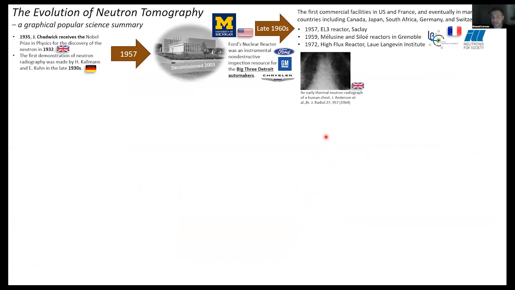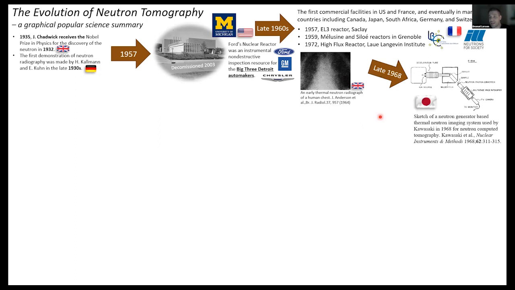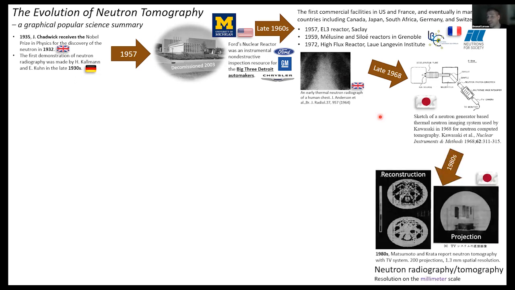And already in 1964, one had the first neutron radiograph, which means in 2D. So tomography is in 3D, radiography is in 2D, here of a human chest. And then in 1968, there was the first drawing of what neutron tomography could look like, but one had to wait another 12 years before one could actually test out neutron tomography to image samples. And here you can see that they had 200 projection images with a spatial resolution of around 1.3 millimeters.